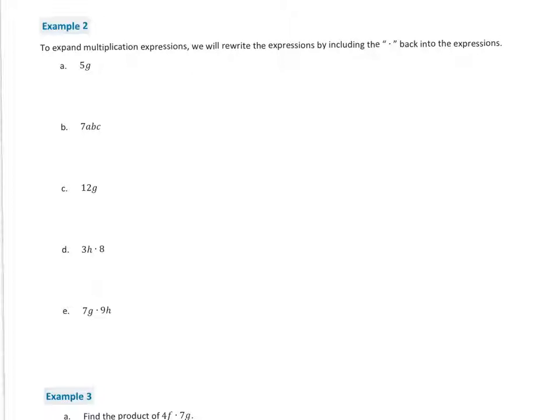Now with these examples, we're going the other way. We're expanding them. So 5g, we would rewrite just a little bit longer as 5 times g. 7abc, 7 times a times b times c. And I want us to transition to using that dot for multiplication instead of the x, because now that we're dealing with algebra and we're dealing with letters instead of numbers, we don't want to confuse a multiplication symbol for an x, so we're going to start just using the dot.